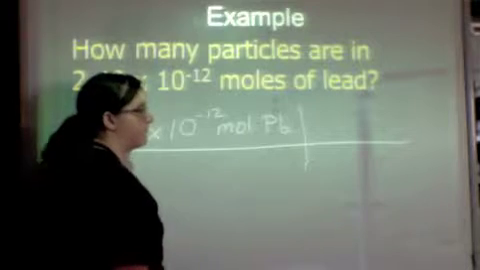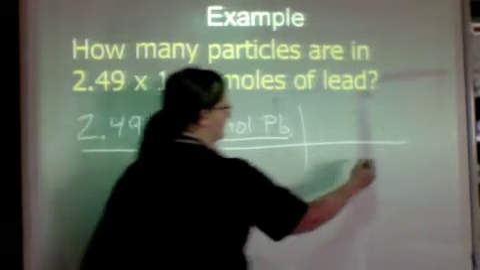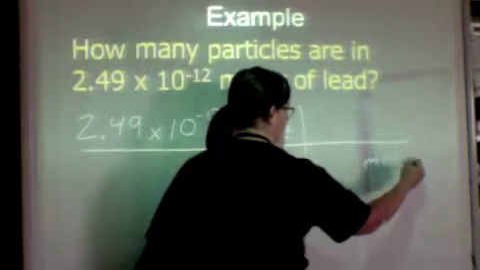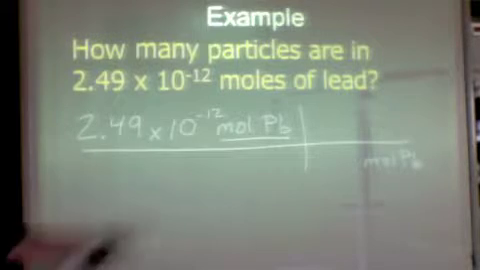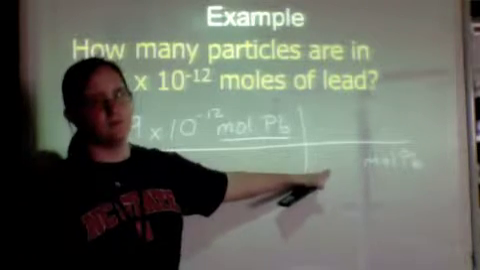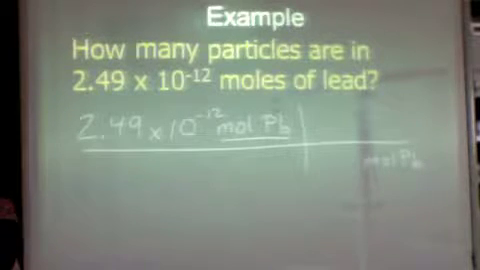So to get rid of it, we need to divide by it. So whatever unit is here, we are going to put to the bottom. So moles of lead is on top, so we're going to put it to the bottom. Leave space for a number. Okay? Whatever you're trying to get to in this particular step needs to go on top. So what is the question asking?